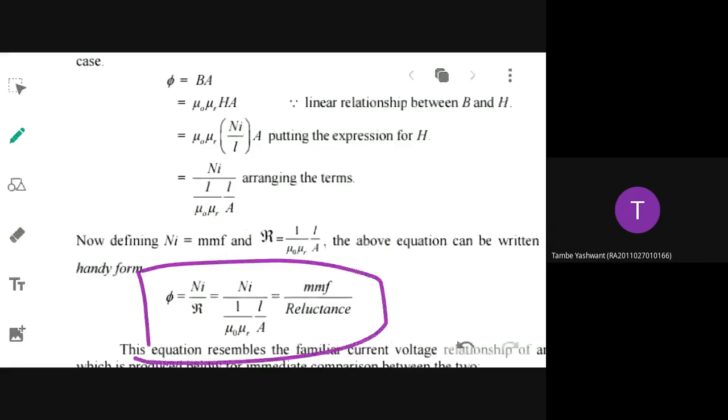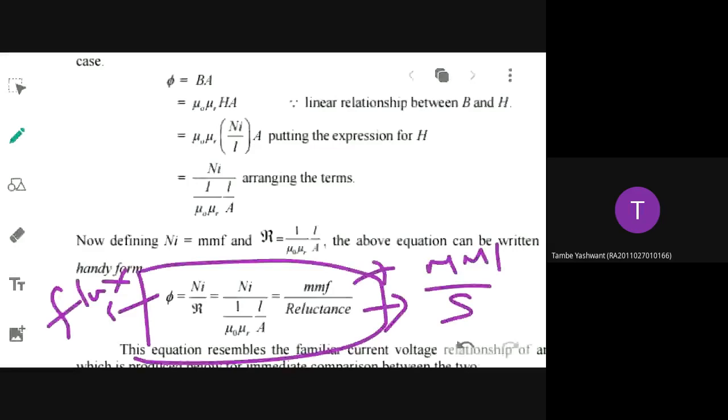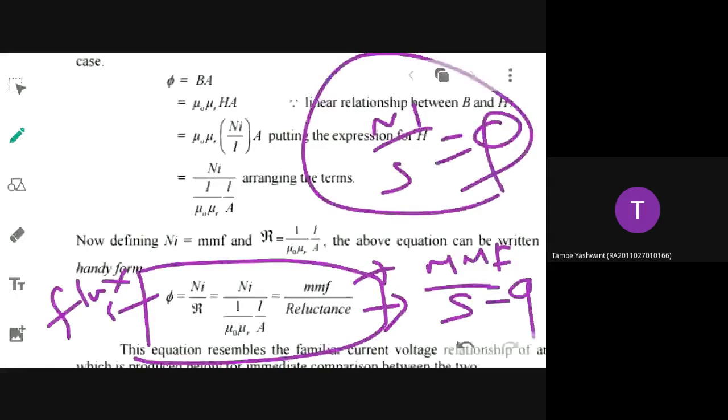So what's the answer? Flux is phi, MMF is this one, reluctance is S. So what will be the formula? Ni by S is equal to phi. This formula they will always ask. Repeatedly, I think in the last 2 years they have asked this question in MCQ.